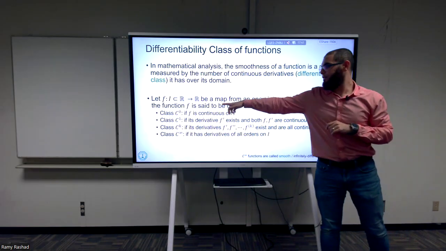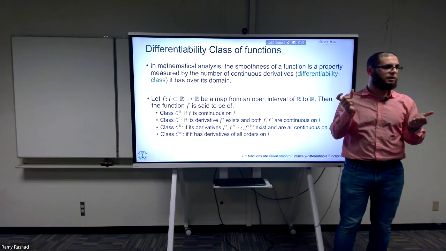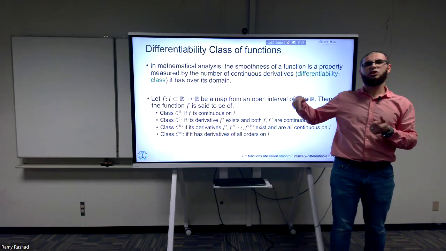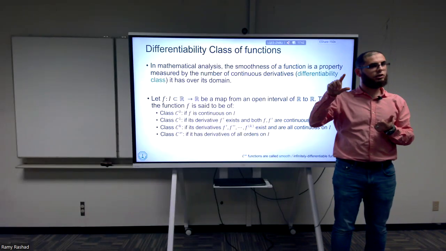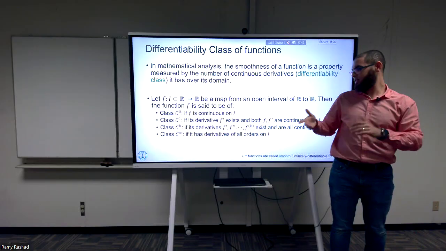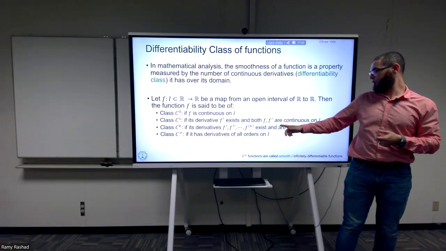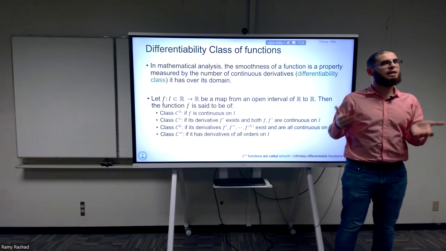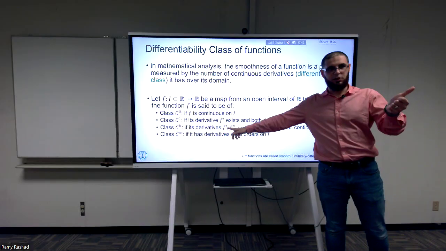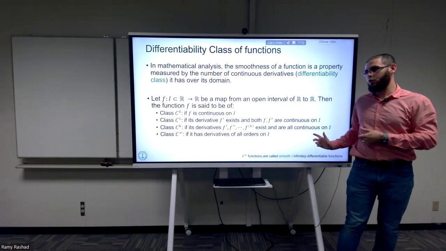Then we say that f is of class C0 if f is a continuous function on this interval. And we say that f is of class C1 if its derivative exists, and both f and f prime, where f prime is the derivative of the function, are continuous. And we say that this function is of class Ck if its first derivative and its second derivative up to its kth derivative all exist and they are all continuous.